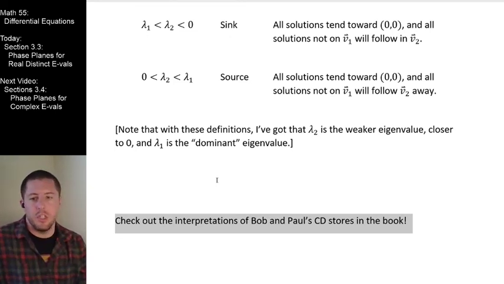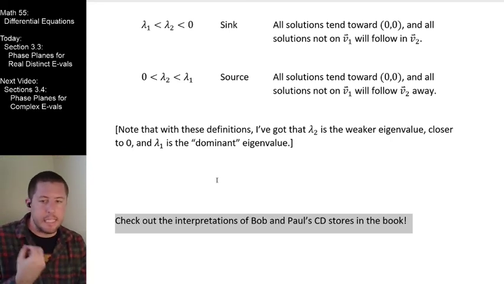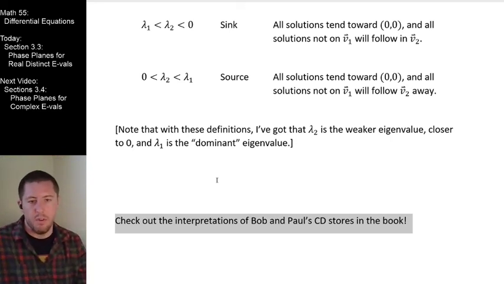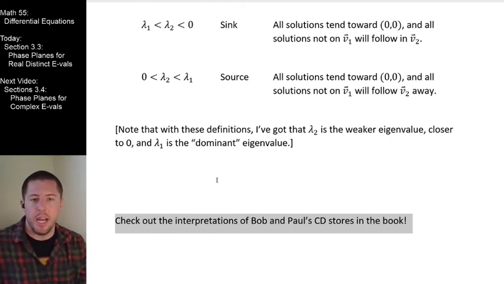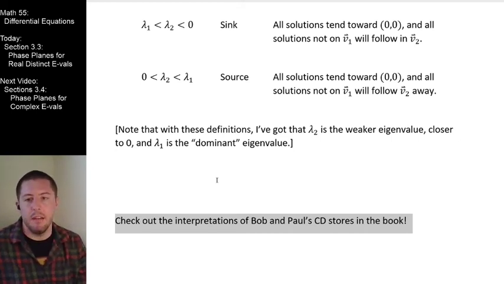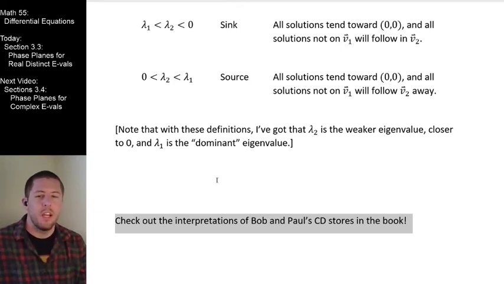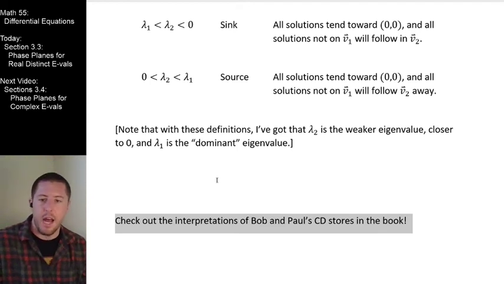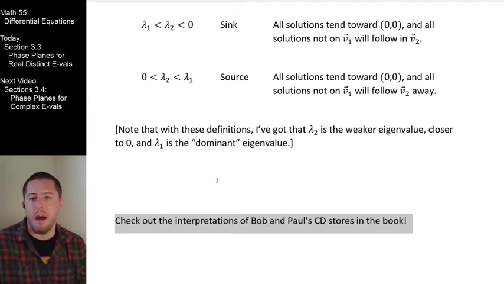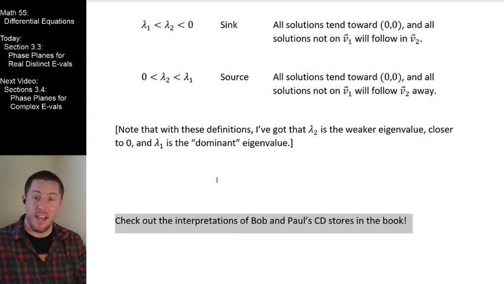The book does a really good job of following along this same question over and over again. So I'd very strongly recommend that you check out the interpretation at the end of this section associated with their Bob and Paul example, where they do a little bit less of the math and a little bit more of interpreting this in the context of a problem, in terms of profits associated with this system of differential equations. So that wraps up what I've got for you guys today.